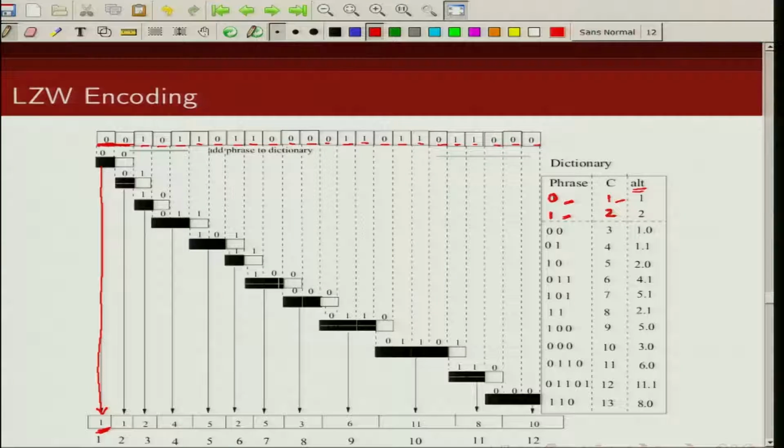Okay. Next, we looked at the next bit, which is 0. Now is 0 0 in the dictionary? At this point 0 0 is not there in the dictionary. So what will we do? We will add 0 0 in the dictionary, and that's code word number 3.